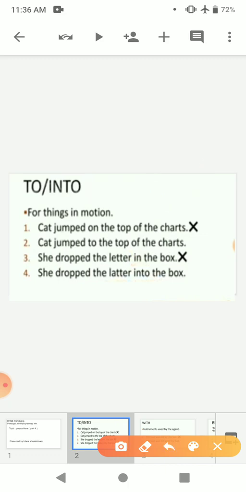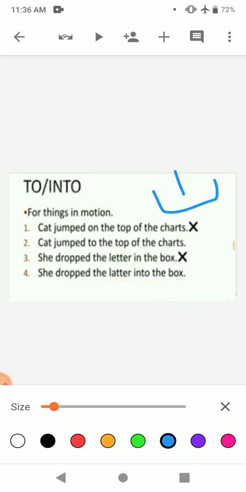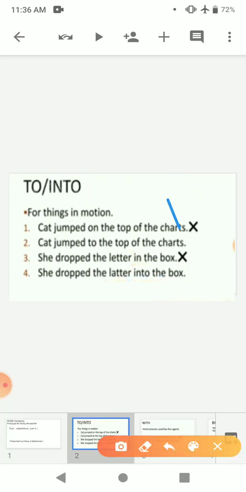For example, if here it's a box and a pen is here, and we say the pen is in the box, we use in, because there is no movement, the pen is not doing any movement, it is already there. In such cases we use in. But while dropping this letter in the box, it was in motion, so we use into.